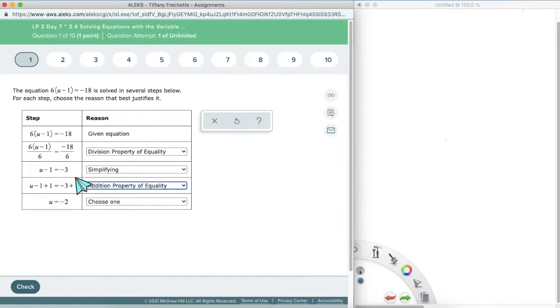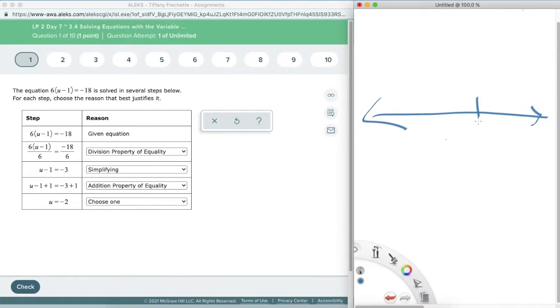So now if I actually simplify this, negative 1 plus 1, that cancels out. Any number minus itself goes down to 0. And so u just drops down by itself, and then I have negative 3 plus 1. I have negative 3 plus 1, if we think about it, and I like to draw my little number line here. We have 1, 2, 3. There's negative 3. This is my plus direction. This is my minus direction.